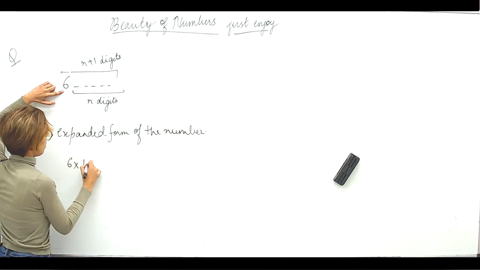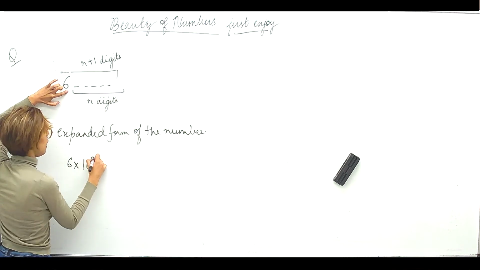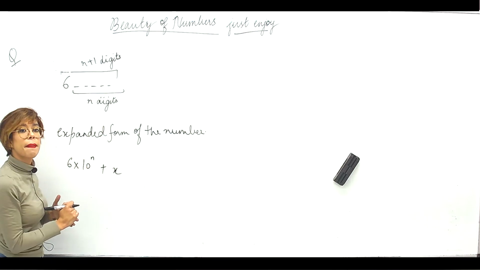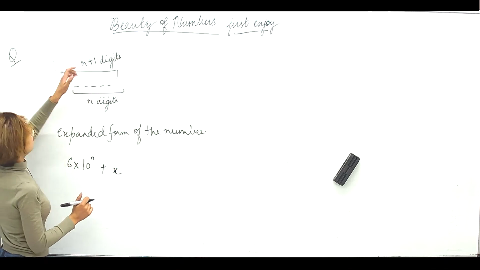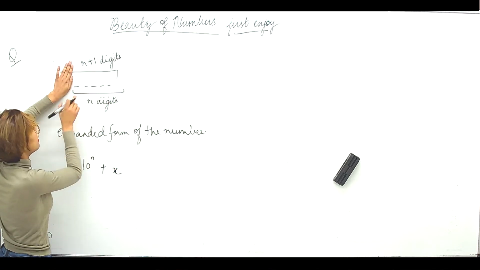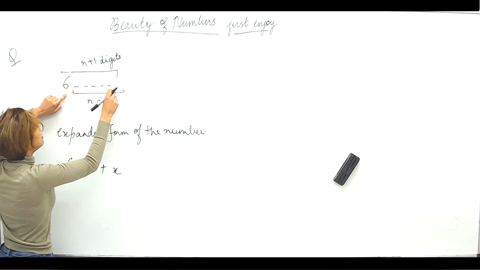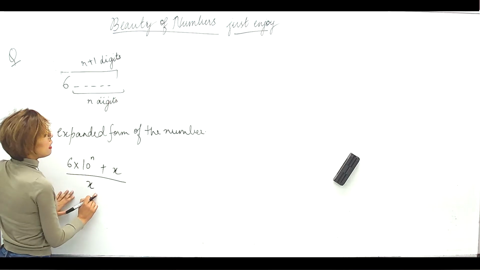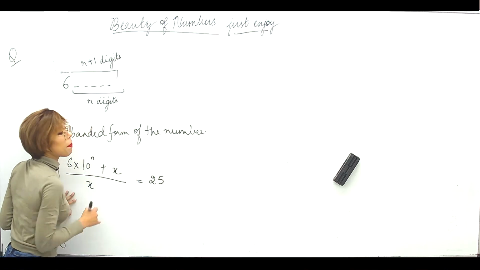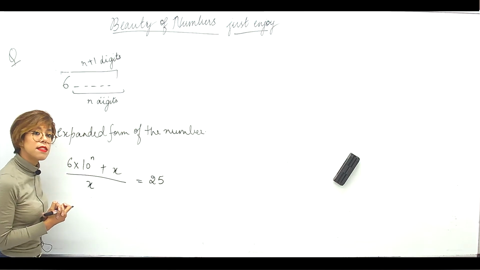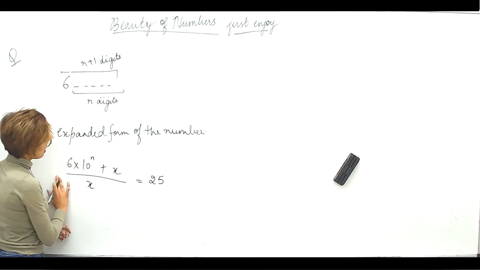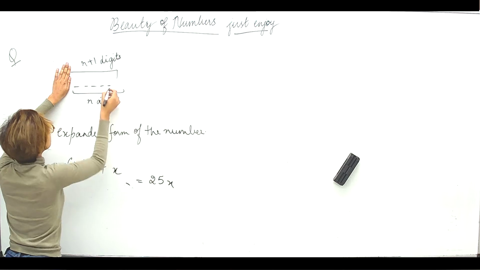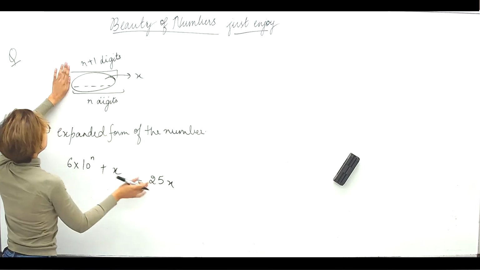So 6 into 10 raised to n, obviously, plus x, where x is the remaining number. When I divide this number by x, the answer should be 25. Or if you don't understand this, I can say 25 times this number, 25x, because it's only one x, is equal to this entire number.